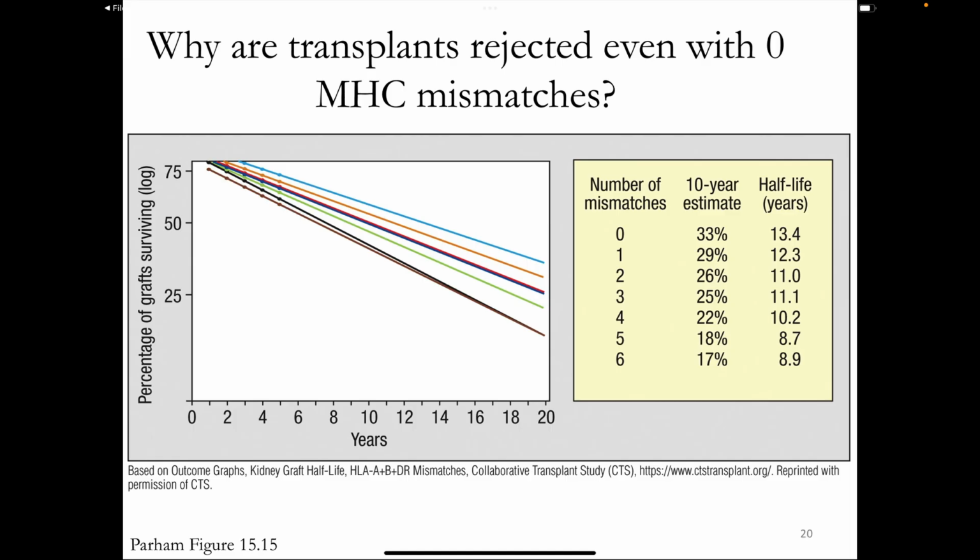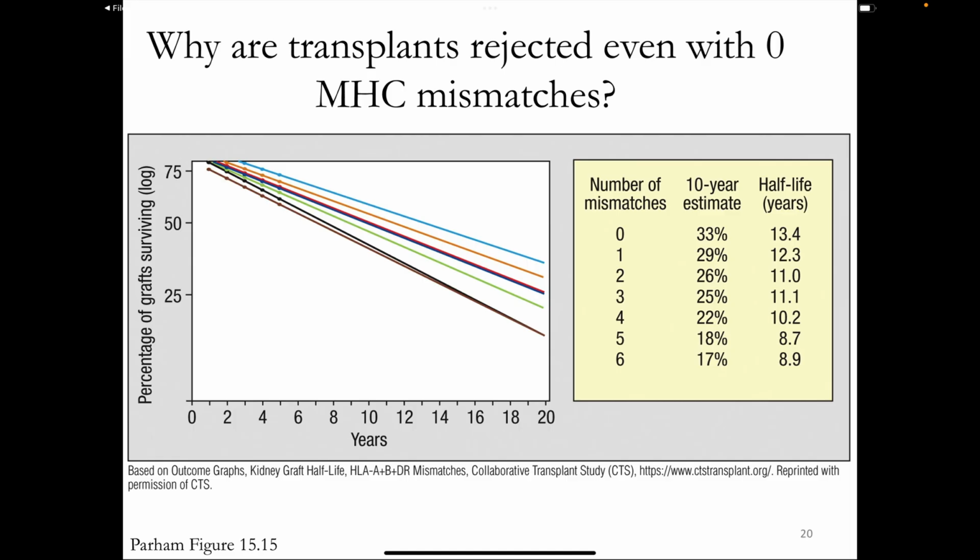But what I don't get is if we look at this 0 mismatch situation, it's not as if 100% of the kidneys survive and that we've completely gotten rid of acute rejection, even if we have a completely perfect MHC match. So we have to think about, well, why are transplants rejected even with 0 MHC mismatches?